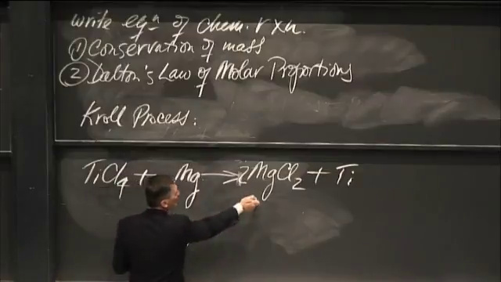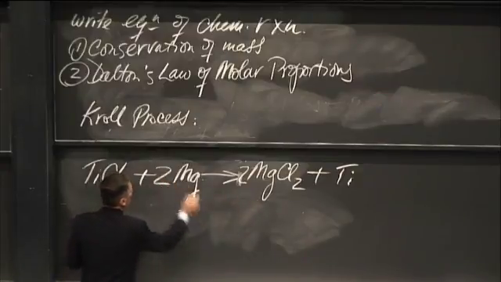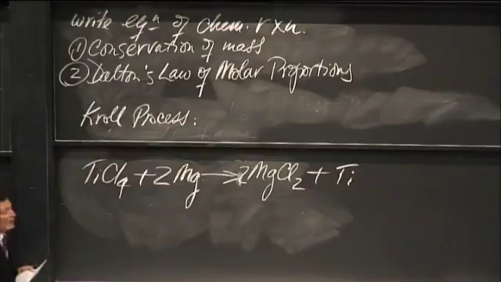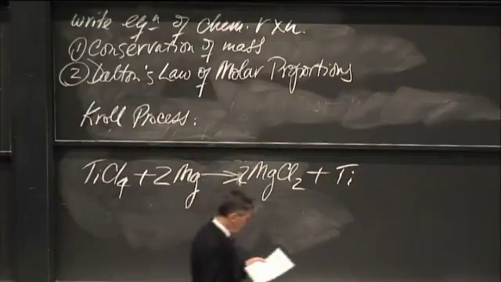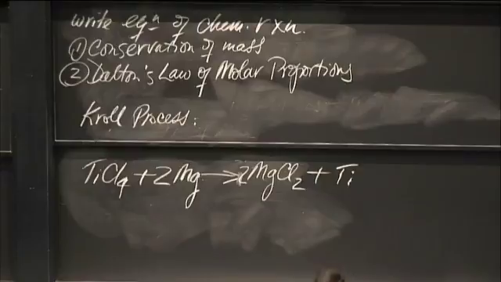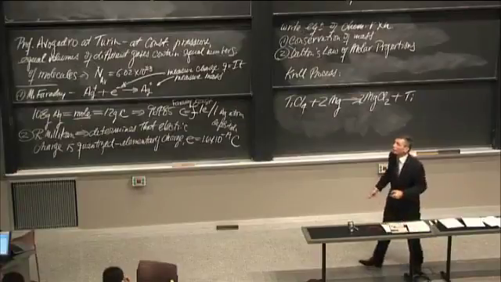But now I've got 2 magnesiums on the right and only 1 on the left. So I'll put a 2 in front of the magnesium. And now we have a balanced equation. And here's what the reactor looks like.